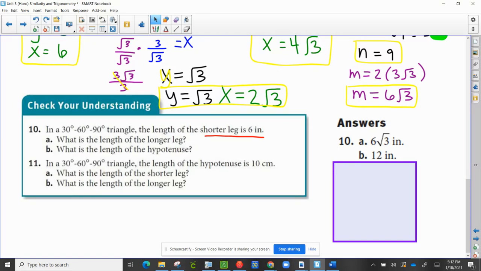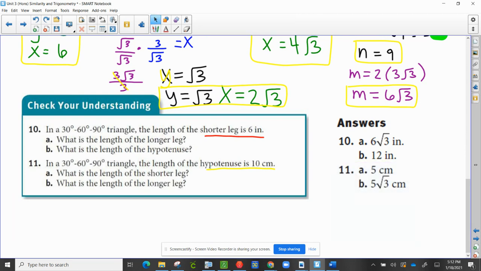Let's look at 11. In a 30, 60, 90 triangle, the length of the hypotenuse is 10. So what's the length of the shorter leg? What's the length of the longer leg? Okay, hypotenuse, you would cut that in half to get the shorter leg, so 5, which makes the longer leg 5 root 3.